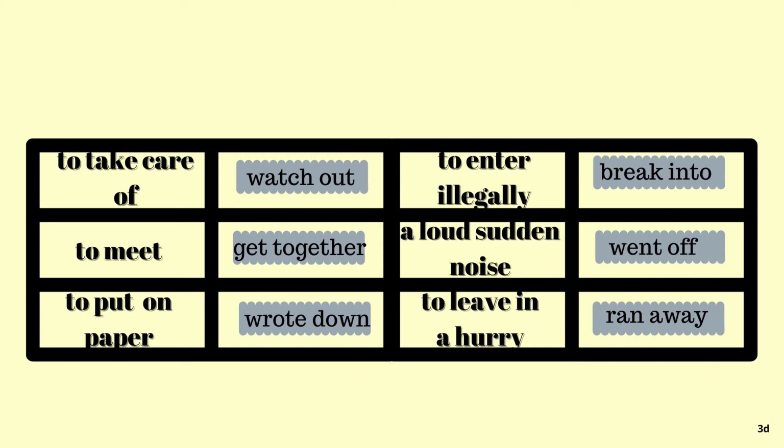Watch out means to take care of. Get together, to meet. Wrote down means to put on paper. Break into means to enter illegally. Went off means a sudden loud noise. And the last one, ran away, means to leave in a hurry.